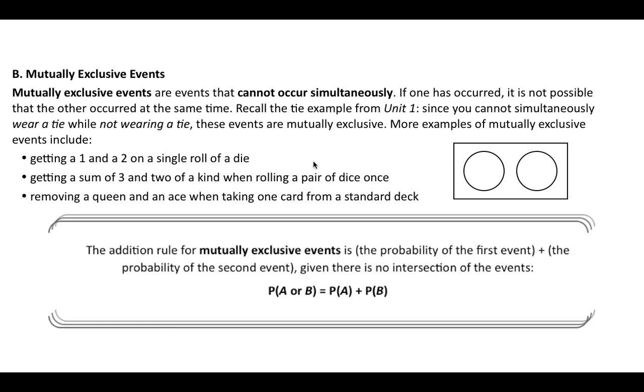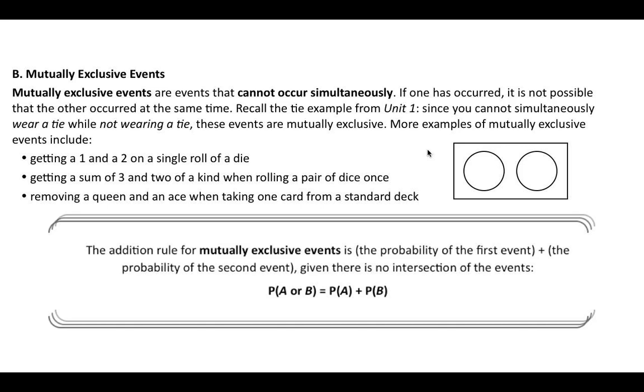So what are some other examples of mutually exclusive events? Let's say you roll a die one time. The probability of getting a 1 and a 2? Well, if you only rolled it one time, you can only get a 1 or a 2. So they're separate things, separate circles inside your universal set. Getting a sum of 3, which would be a 2 and a 1, and two of a kind, which would be pairs, like 1s, 2s, 3s. Well, if you have a pair of dice and you roll them one time, you couldn't simultaneously get a sum of 3 and a pair. So those would be mutually exclusive.